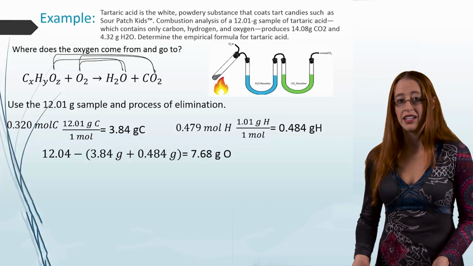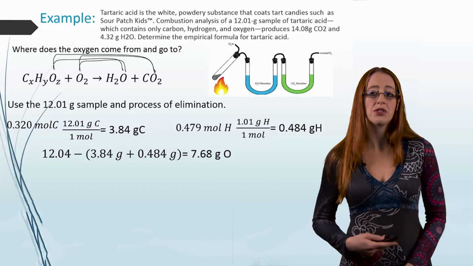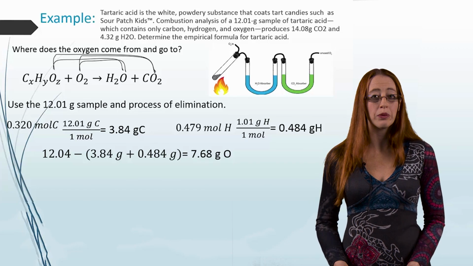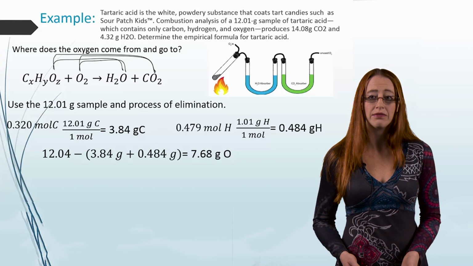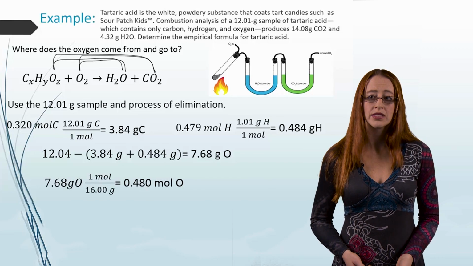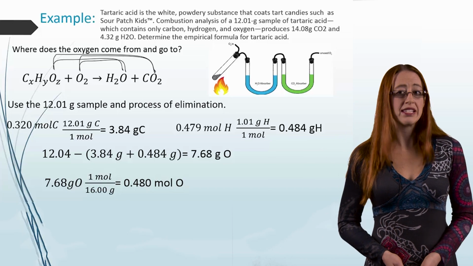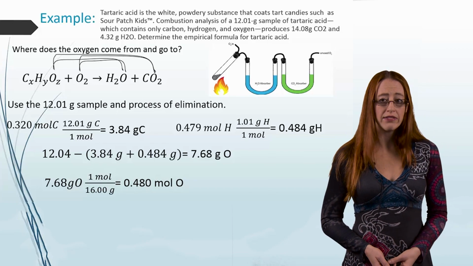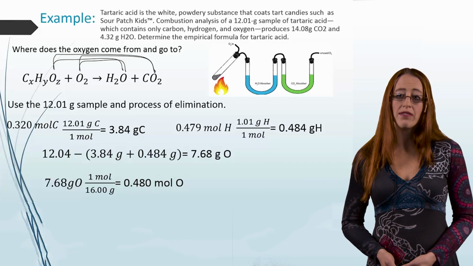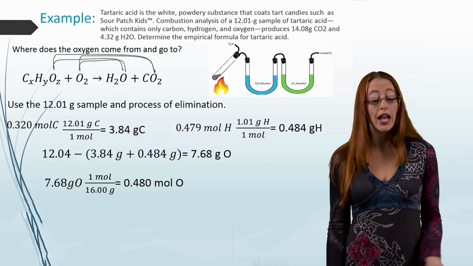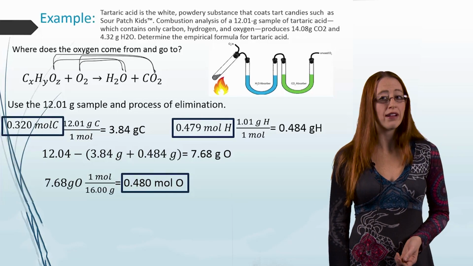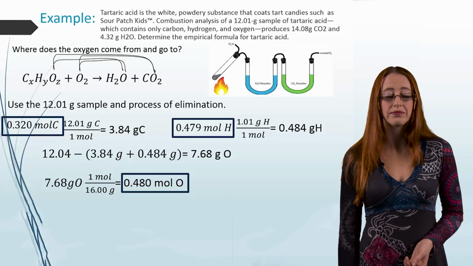So now we're almost there, because if we have grams of oxygen, we can also solve for moles of oxygen, and that's what we're aiming for. We want our moles of everything. So we take our 7.68 grams of oxygen, we divide by our molar mass, and we get our moles of oxygen. And now we have our goal. We wanted to get to moles of everything, and we have moles of everything.